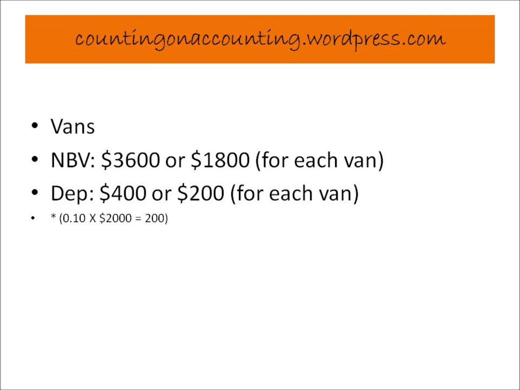Now for the bands, please pause the recording here and try to work it out yourself. You calculate depreciation as 10% of the cost, then subtract that from cost. Your answer should be $3,600 or $1,800 per band, that's for the net book value, and $400 for both bands, or $200 for depreciation for each band. We've come to the end of this recording.